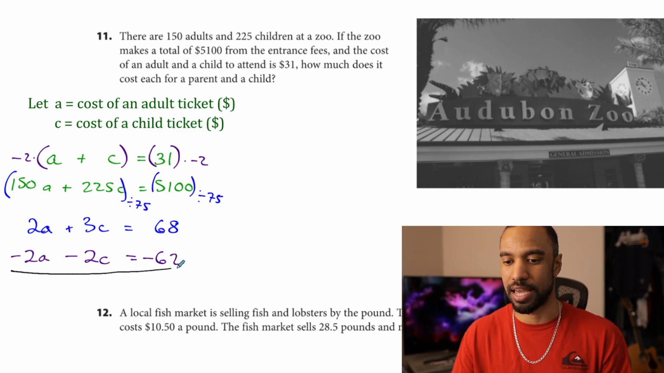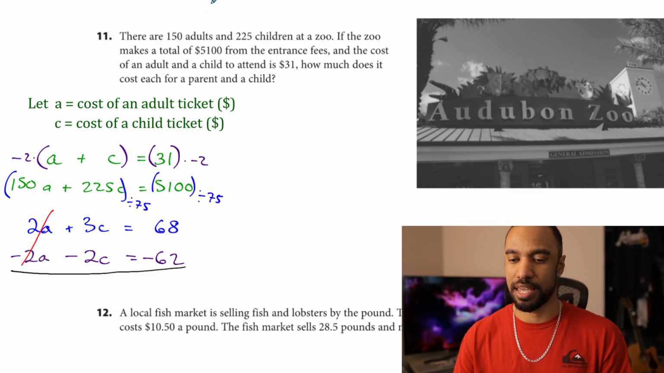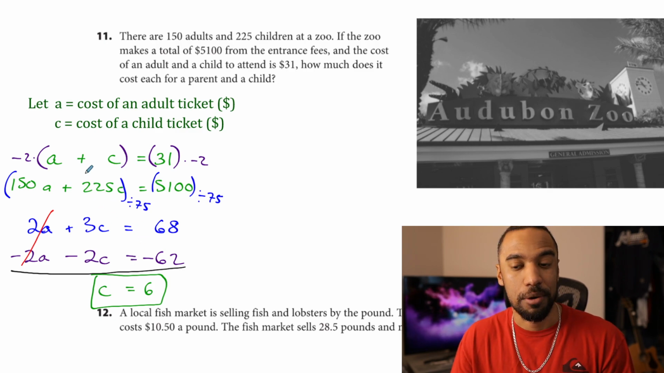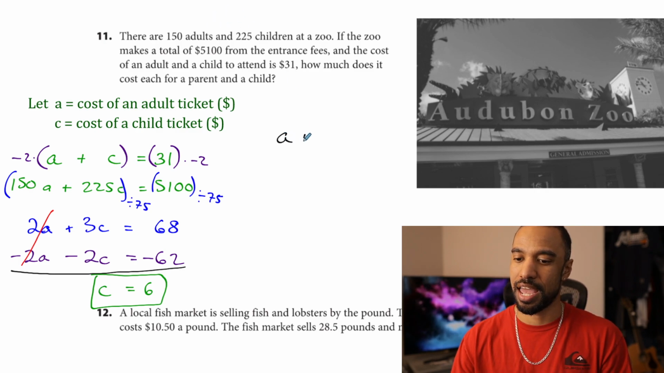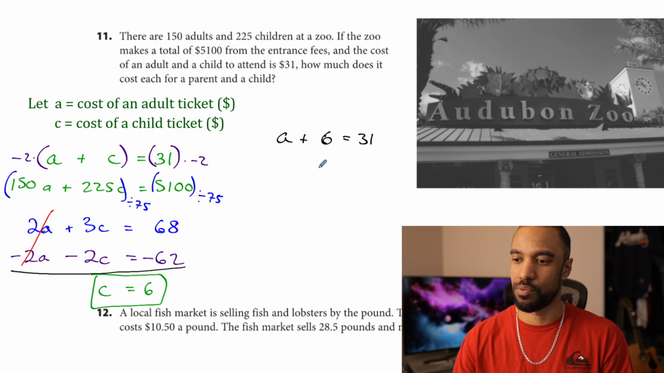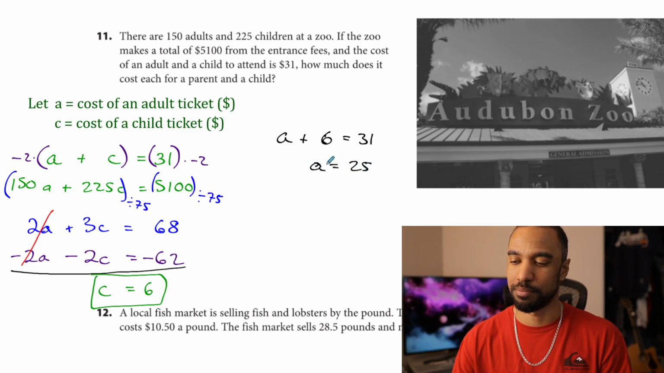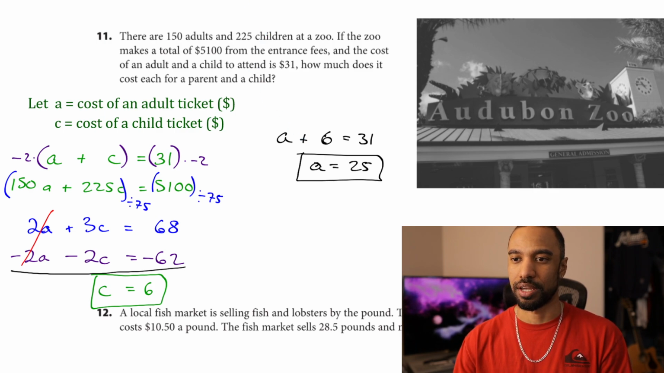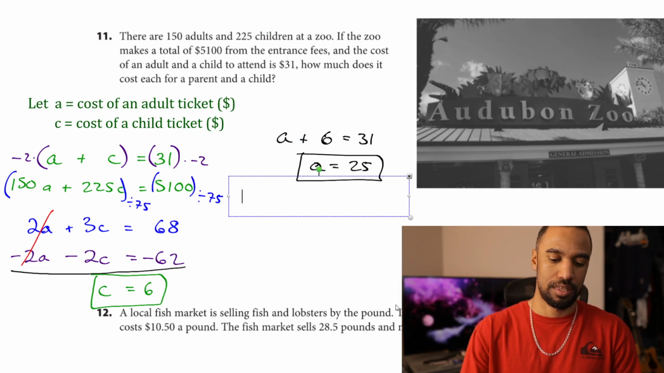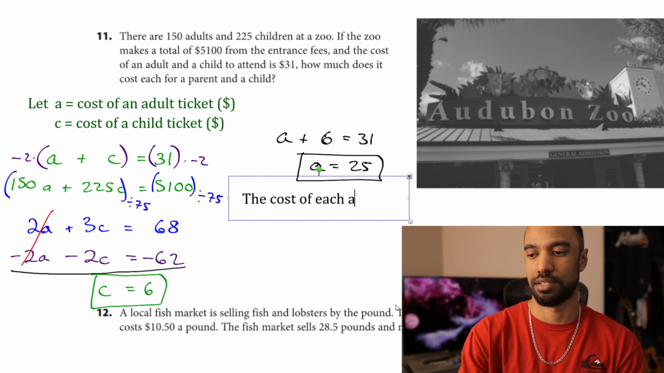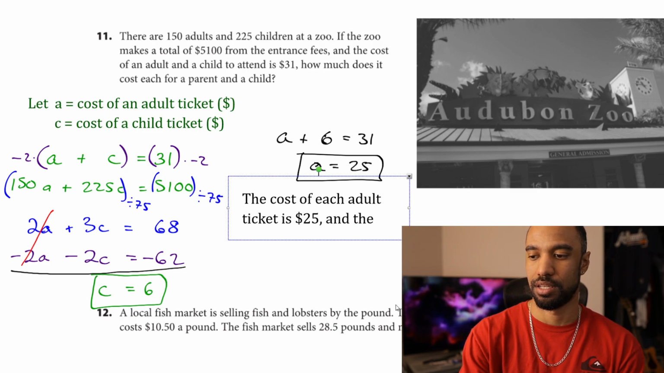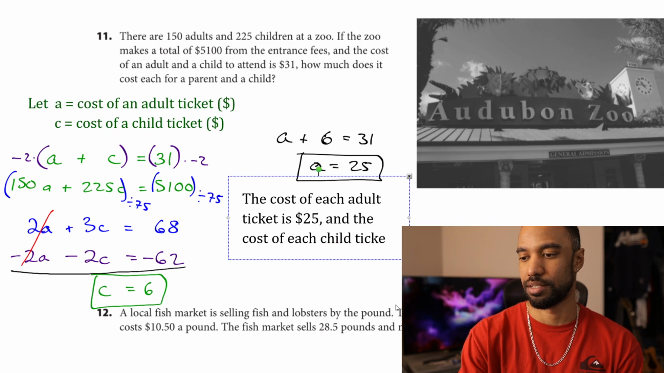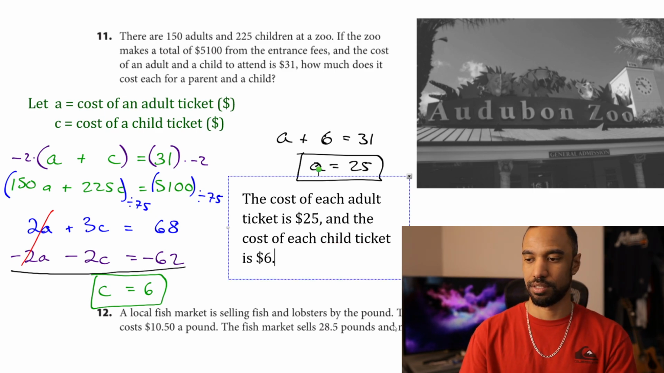So it looks like we take out the a's, eliminate, and we get c equals 6. Is that how many children attended? No, that's the cost per child ticket. How about the adult tickets? a plus 6 equals 31, so a equals 25. So the cost of each adult ticket is $25, and the cost of each child ticket is $6.